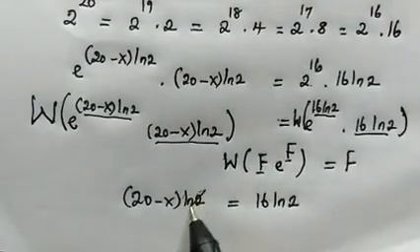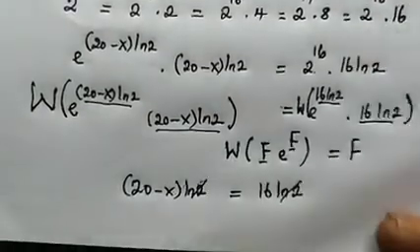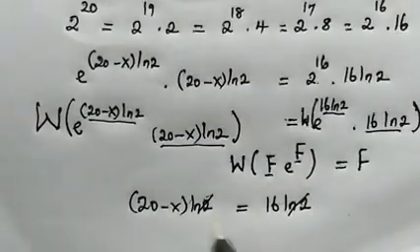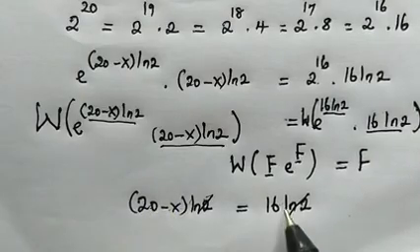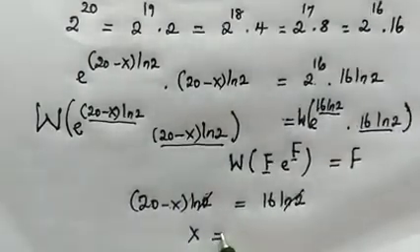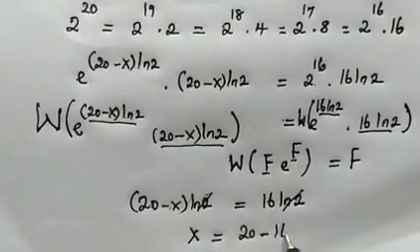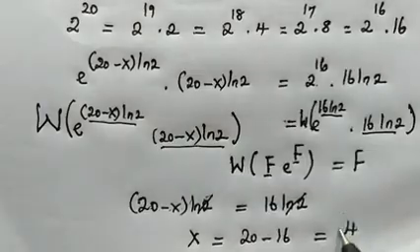From both sides, we can get rid of the ln of 2, or divide both sides by the ln of 2. Then we are left with 20 minus x is equal to 16. Of course, we get x is equal to 20 minus 16, which is equal to 4.